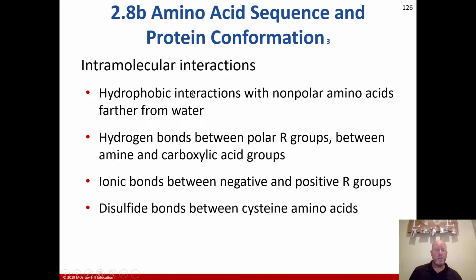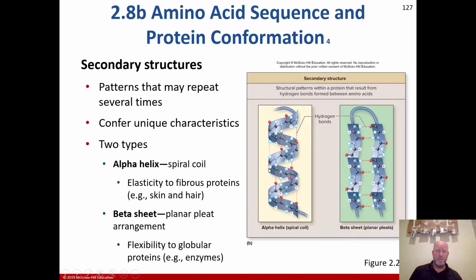Intramolecular interactions. Hydrophobic interactions with non-polar amino acids are farther from water. Hydrogen bonds between polar R groups, between amine and carboxylic acid groups. Ionic bonds between negative and positive R groups. And disulfide bonds between cysteine amino acids.